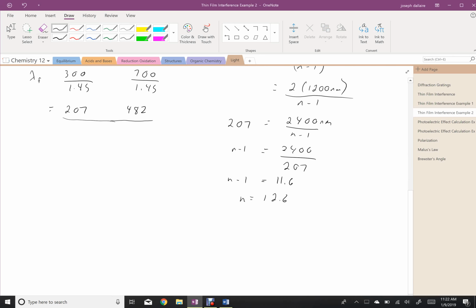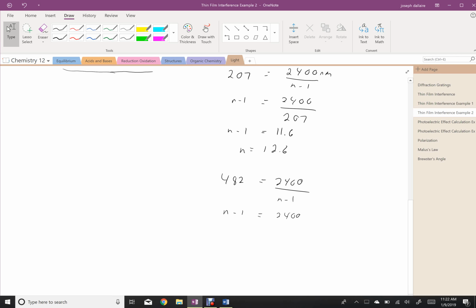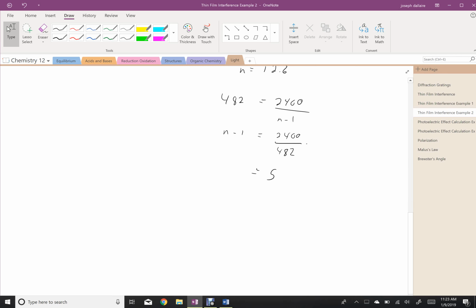And now I can do the high end of my range: 482 equals 2400 over n minus 1, bringing the n minus 1 up, 2400 divided by that 482, and I got 4.9, well, I'll just call it 5. So basically I need all the n values from 5 till 12. Oops, I made maybe a few too many options. I didn't mean to make that many, but that's okay. So I need to do 5, 6, 7, 8, 9, 10, 11, and 12.